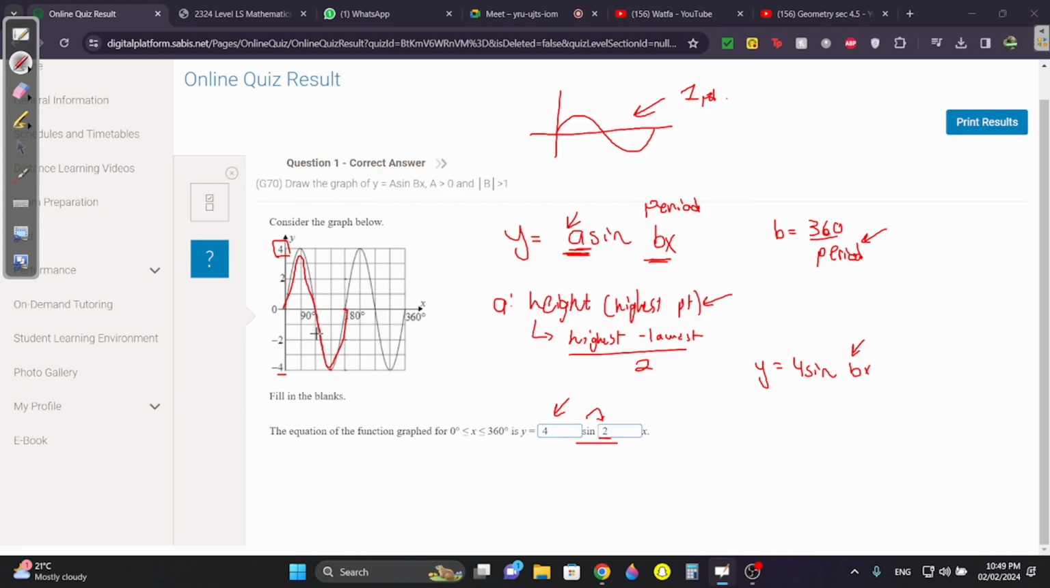So the period in this case is going to be 180 degrees, because it repeats itself every 180 degrees, so from 0 to 180. And then again over here, it starts another one, goes up, goes down, between 180 and 360. So this is 180 over here, 180 over here. So the period in this case will be 180 degrees. Okay, so b is 360 divided by 180. So b is 2. Okay, so it will be 4 sine 2x. This is how you find a, how you find b.